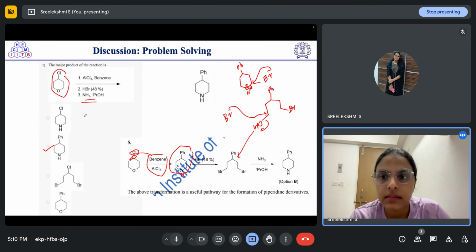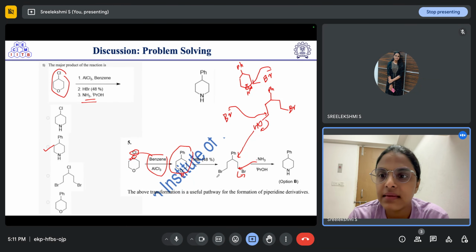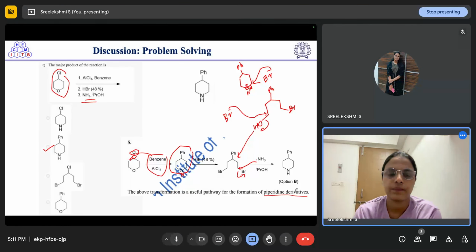Then in the third step, in presence of ammonia and isopropanol, the nitrogen lone pair will first attack over the center, and this will leave out, and then again the nitrogen lone pair will attack over the center, and this bromine will leave out. So the correct answer is option B. It is a three-step reaction. This type of reaction we can use for the synthesis of piperidine derivatives.